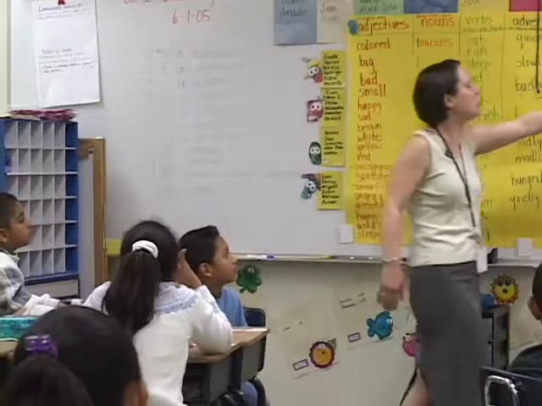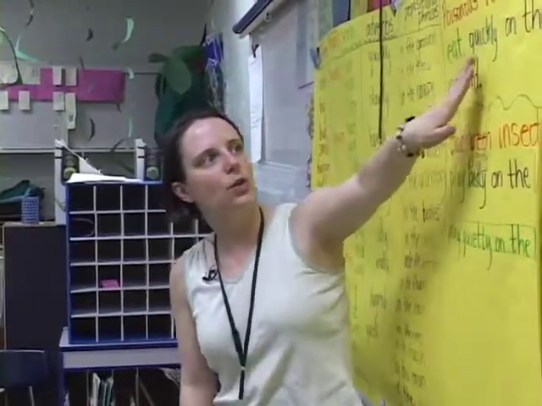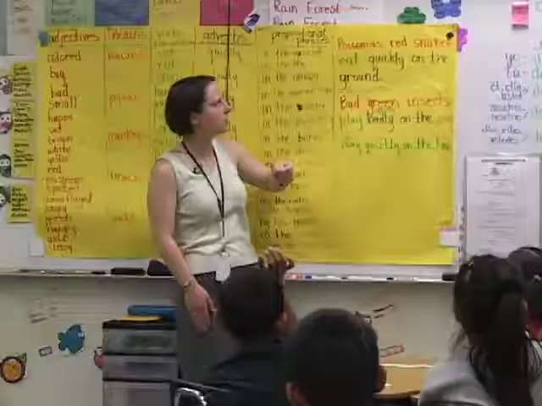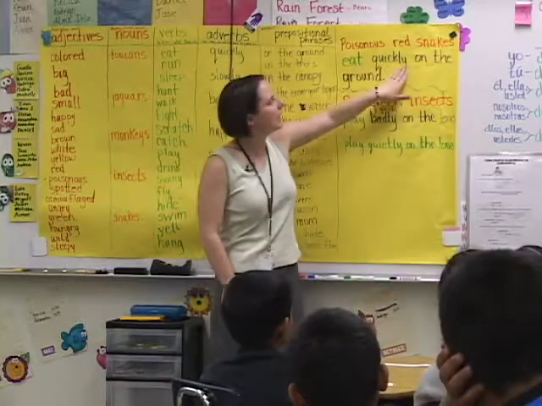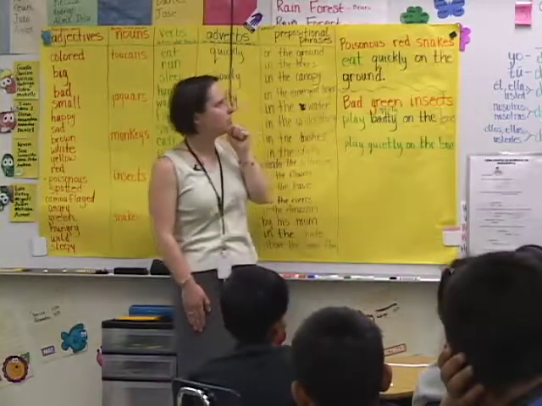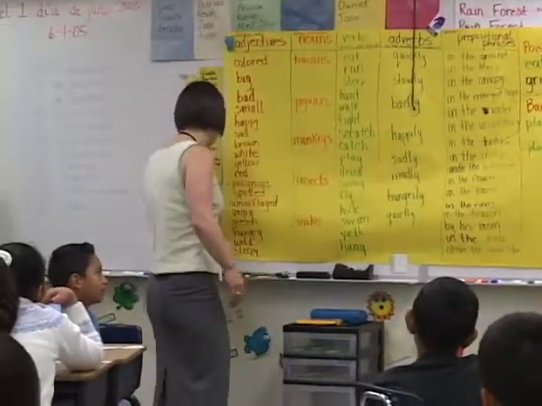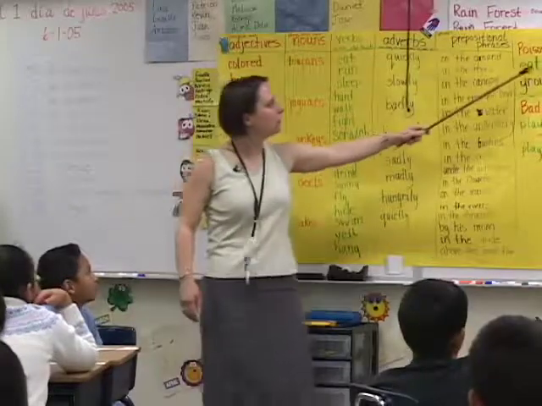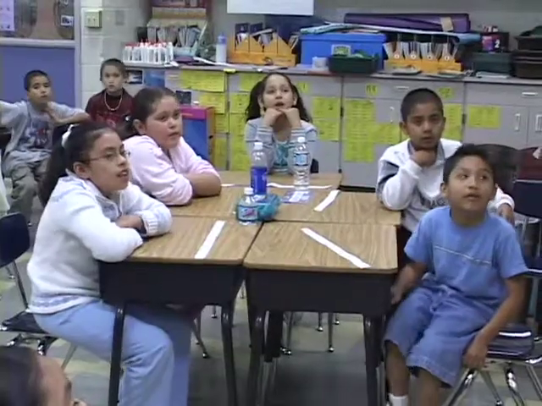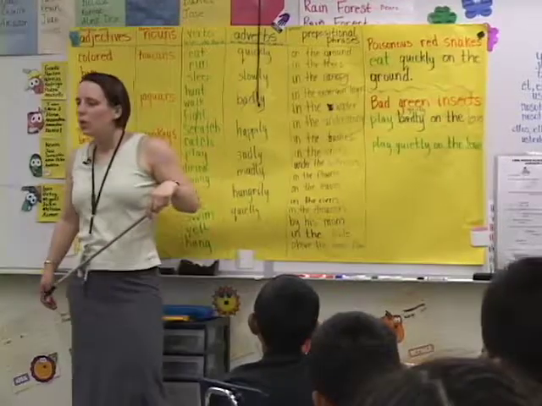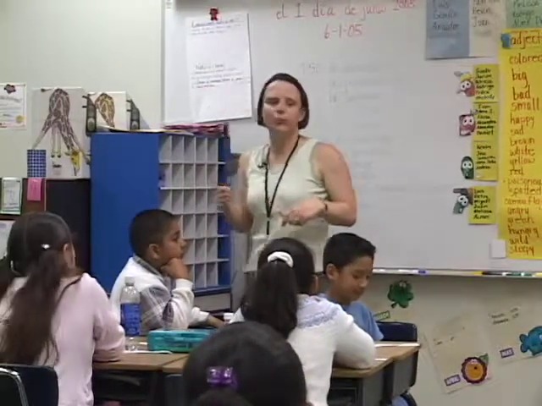Okay, so yesterday our sentence was, will you read it with me? Poisonous red snakes eat quickly on the ground. One more time. Poisonous red snakes eat quickly on the ground. Can we do it one more time before we sing it? Let me get my cow. Okay, ready? Poisonous red snakes eat quickly on the ground. Do you remember our tune for singing our sentences? London Bridges, okay?